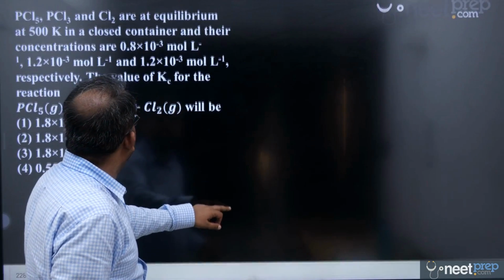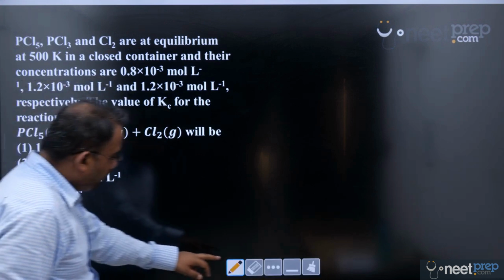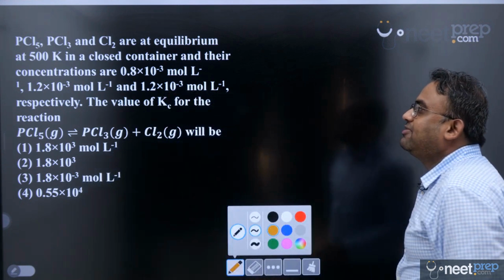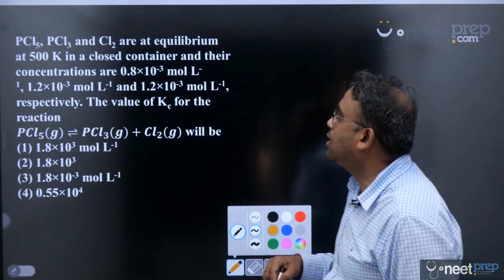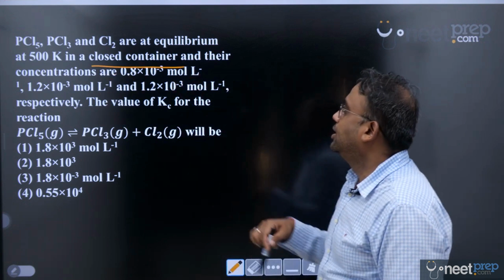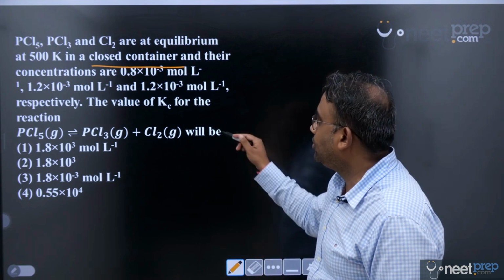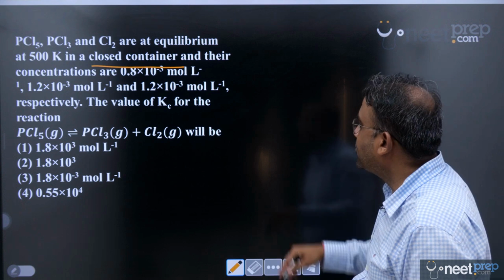Now let's move on to the fourth problem, which is related to the value of the equilibrium constant. Let's do it. PCl5, PCl3 and Cl2 are at equilibrium at 500 Kelvin in a closed container. A closed container is essential for equilibrium to be achieved. Their concentrations are given to us. These concentrations are at equilibrium. The value of Kc we have to determine.